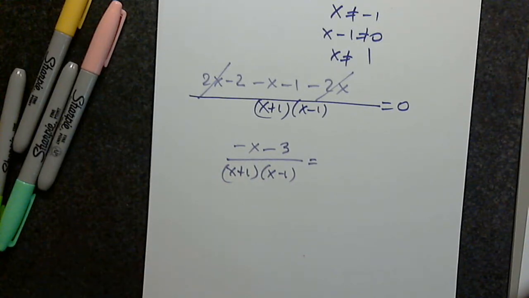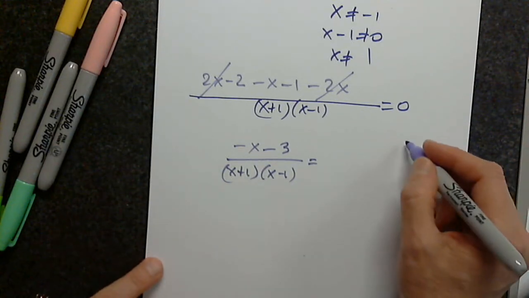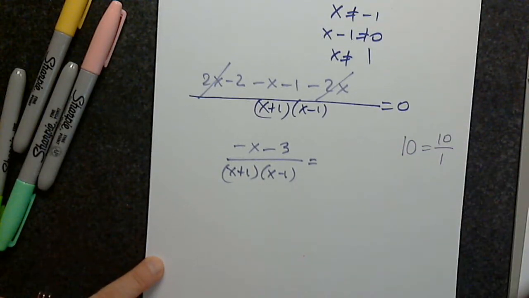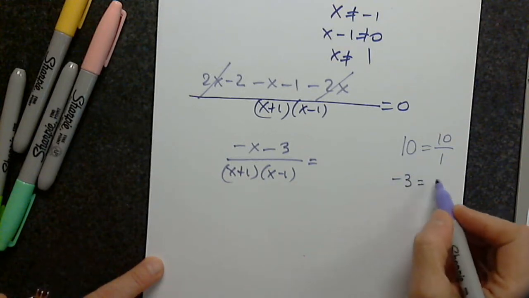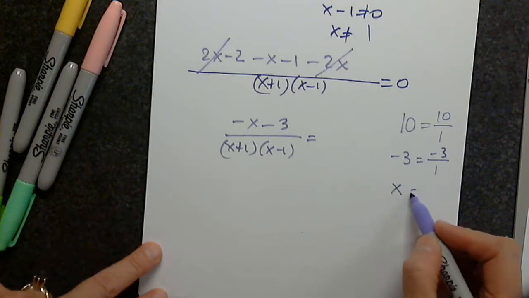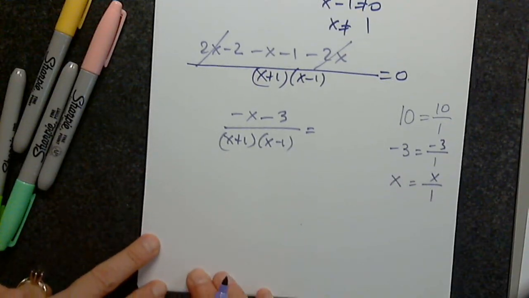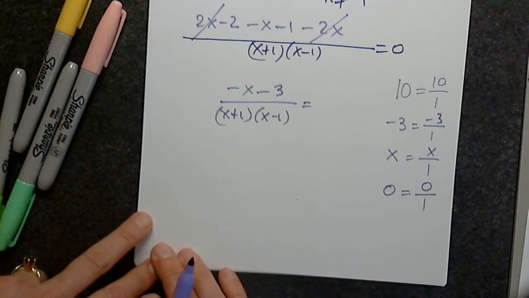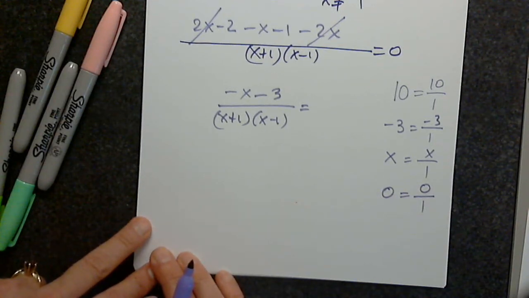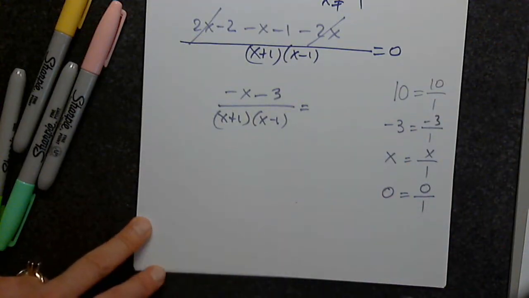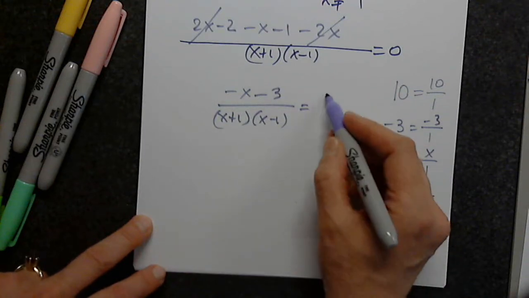Now, I have a question for you. Would you agree that I can write 10 as 10 over 1? Yeah, it's the same thing. Can I write -3 as -3 over 1? Yeah. Can I write x as x over 1? Then you will agree that 0 can be written as 0 over 1. I just repeated the same thing for all numbers. 0 is also 0 over 1.